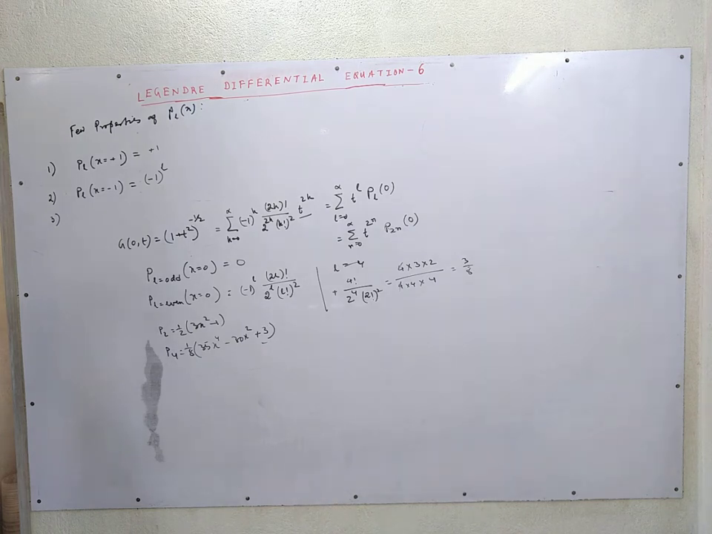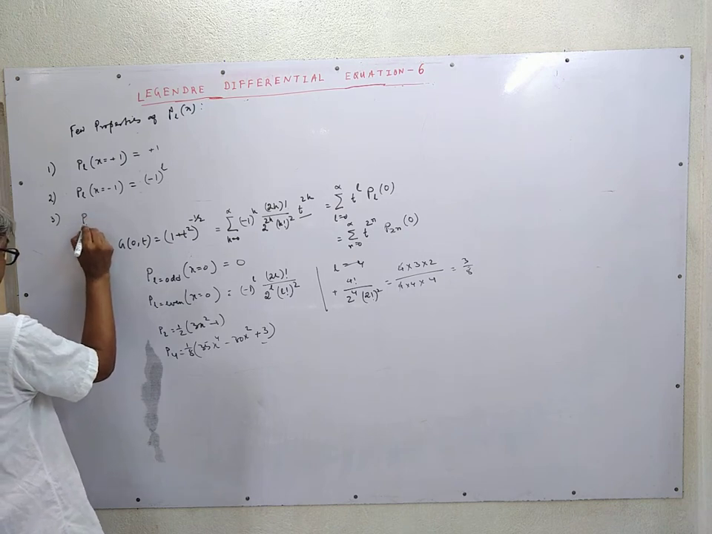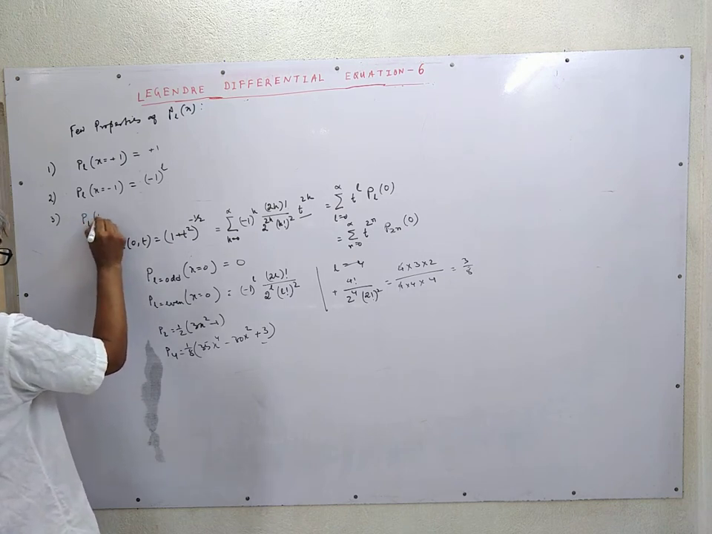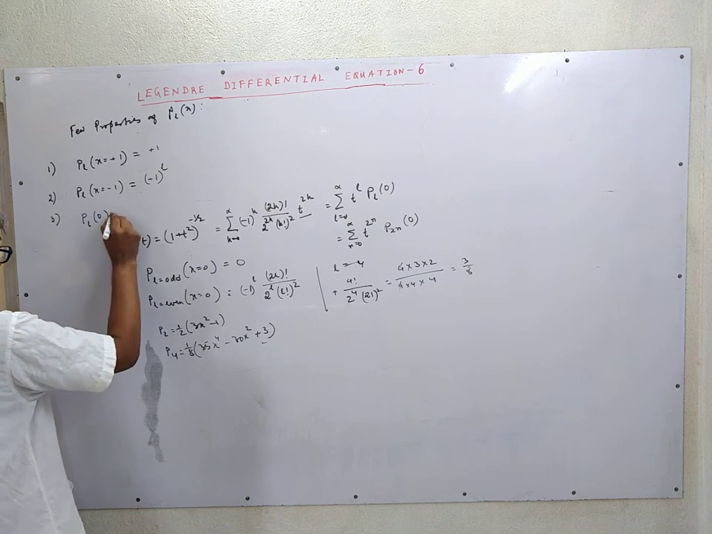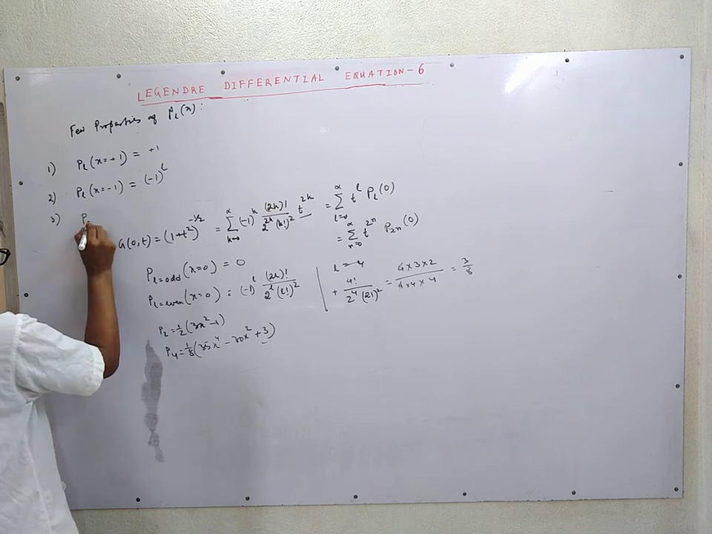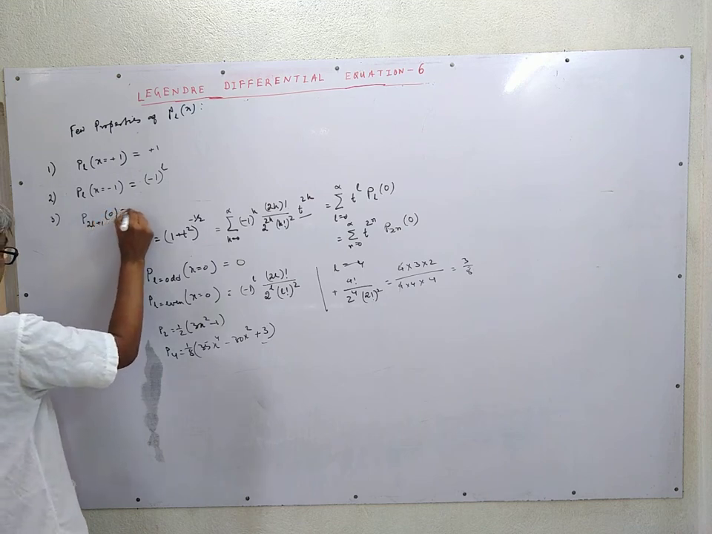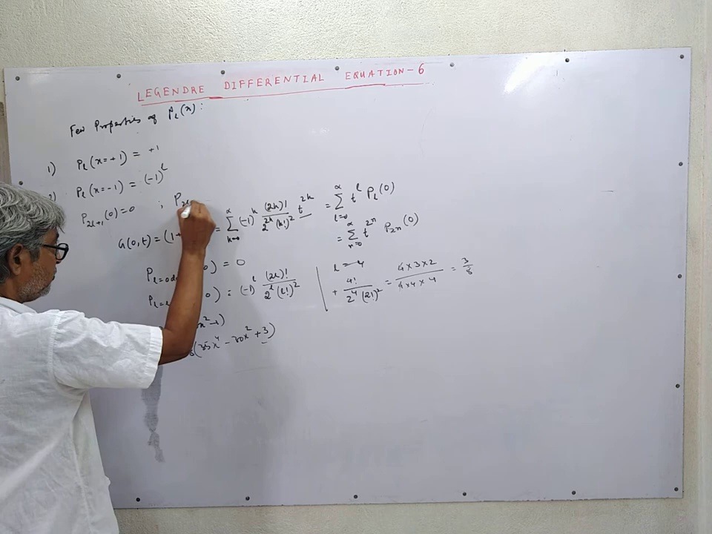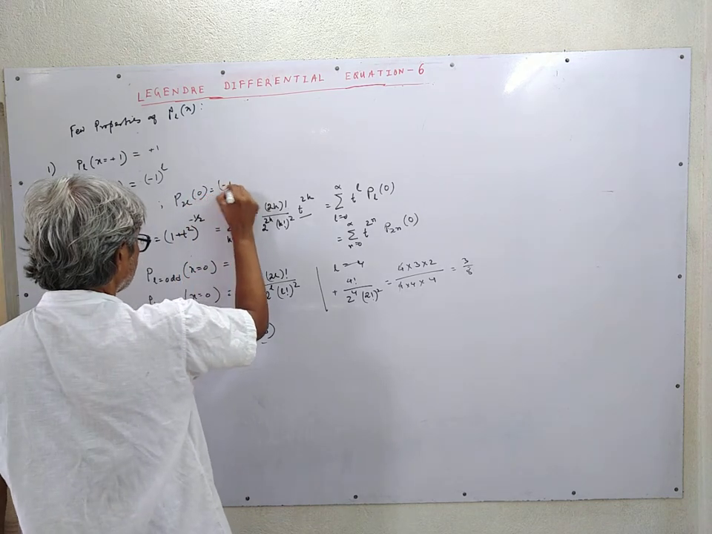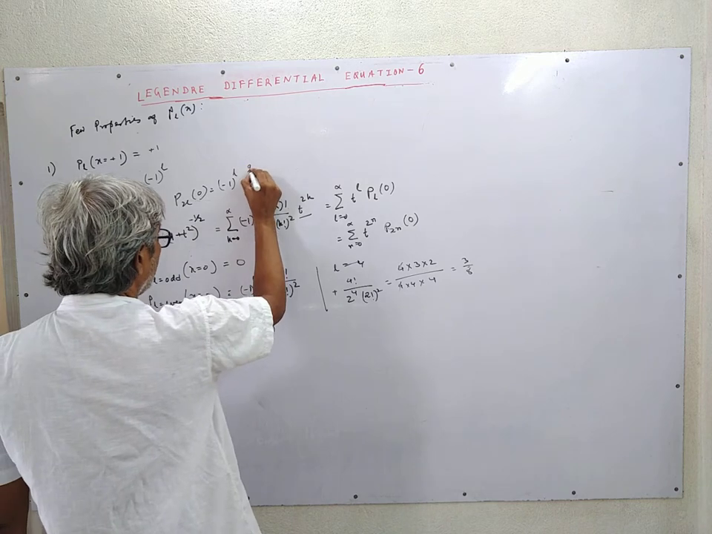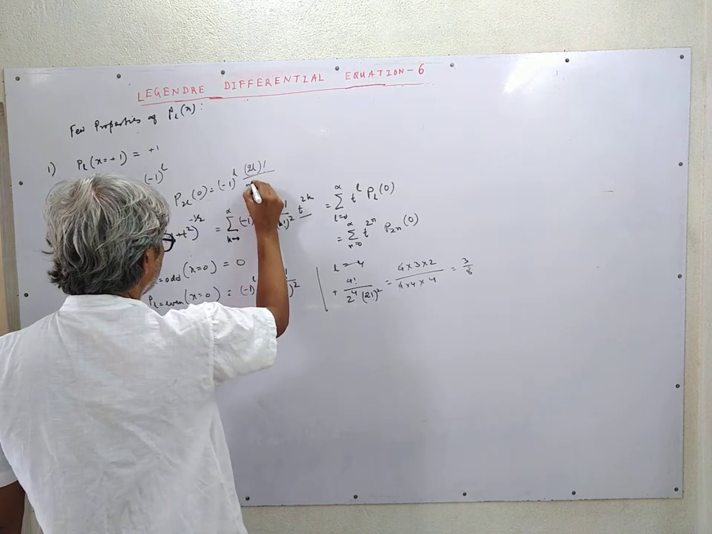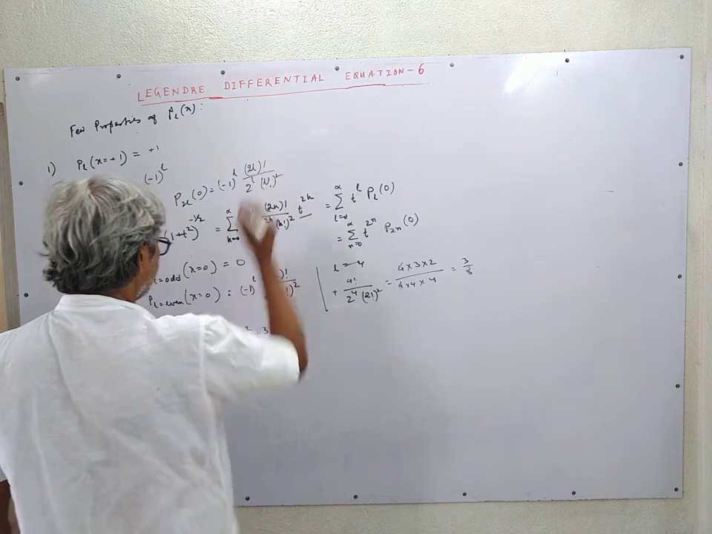Now come to the property of what happens if we replace x by minus x. So we get that P_(2L+1) at 0 is 0, and P_2L at x equal to 0 is (minus 1) to the power L, (2L)! over 2 to the power L, L factorial square.